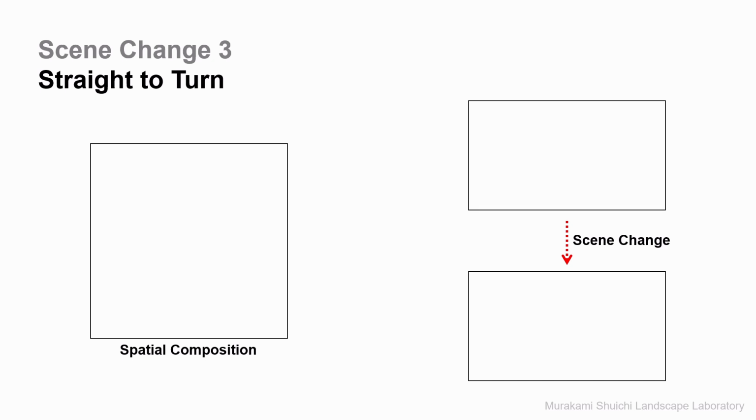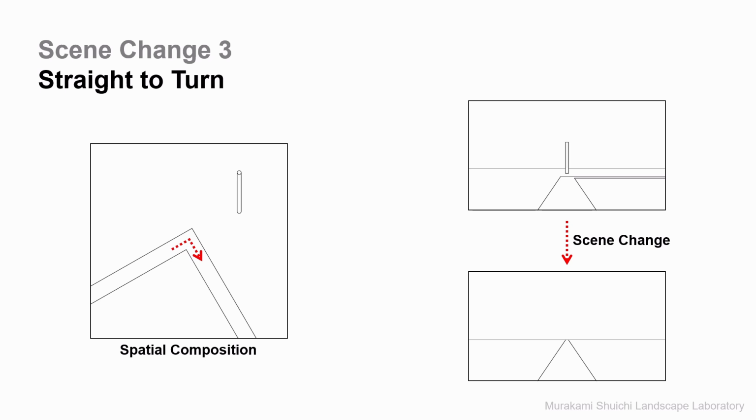Next, scene change in direction from moving straight ahead to turning. In the spatial compositions shown here, this involves turning 90 degrees to the right from the direction of travel so far. If a landmark element is placed ahead along the original direction, it disappears from view at the moment of turning, making the change in orientation even more apparent.